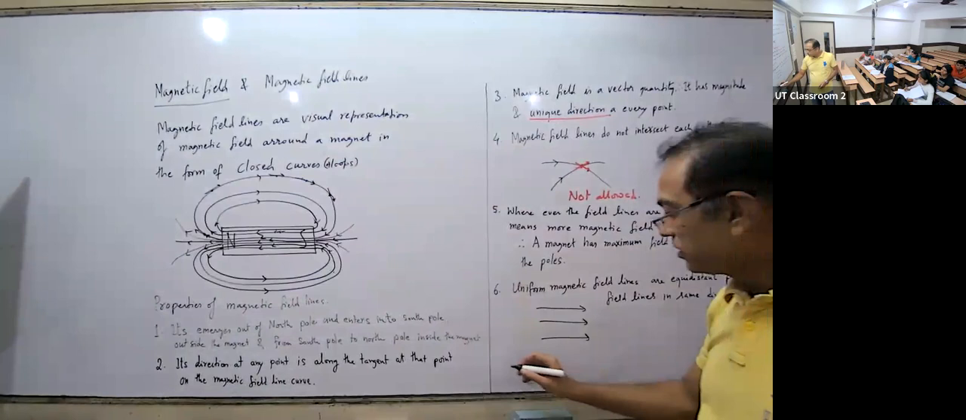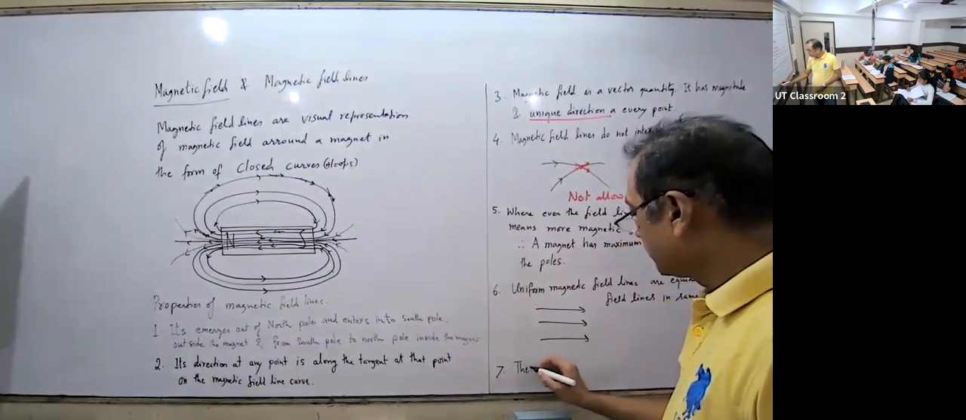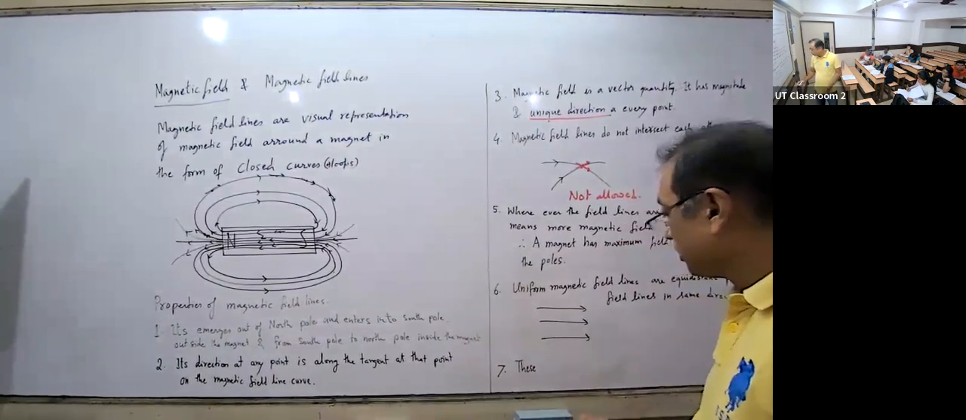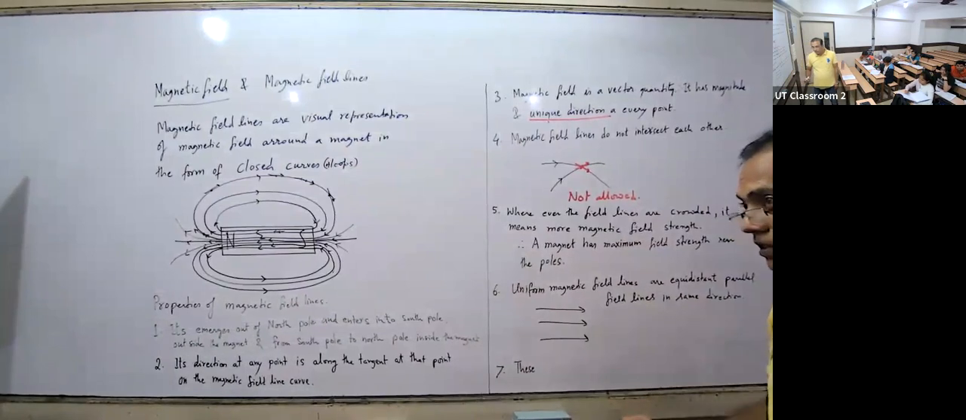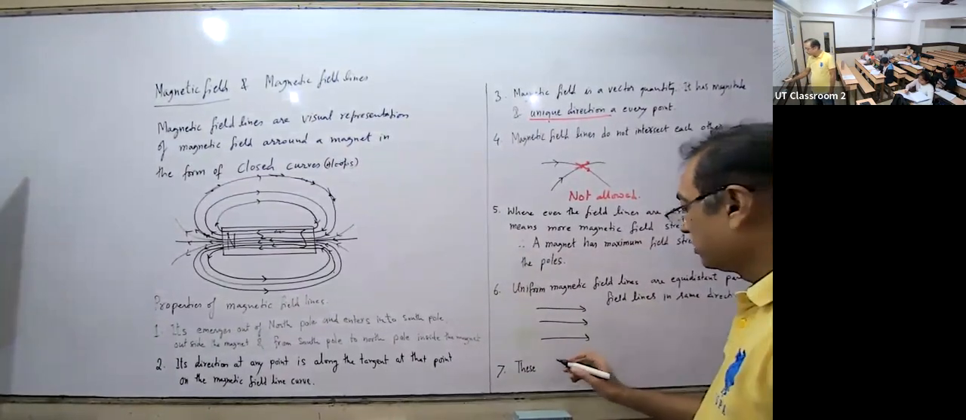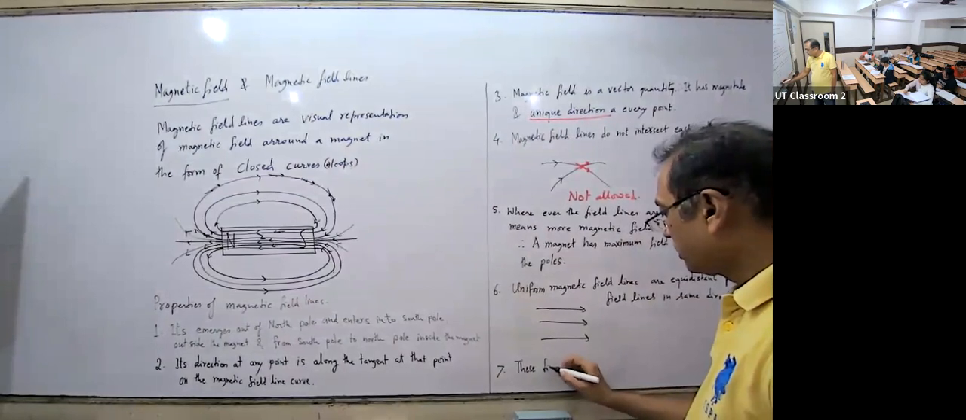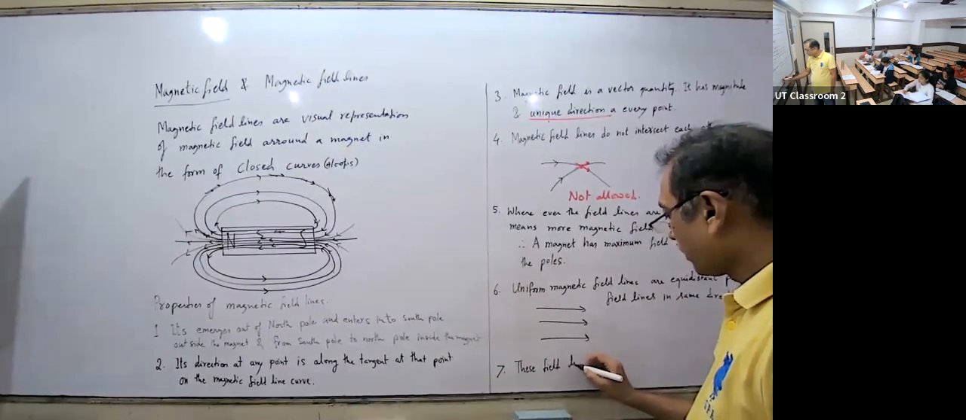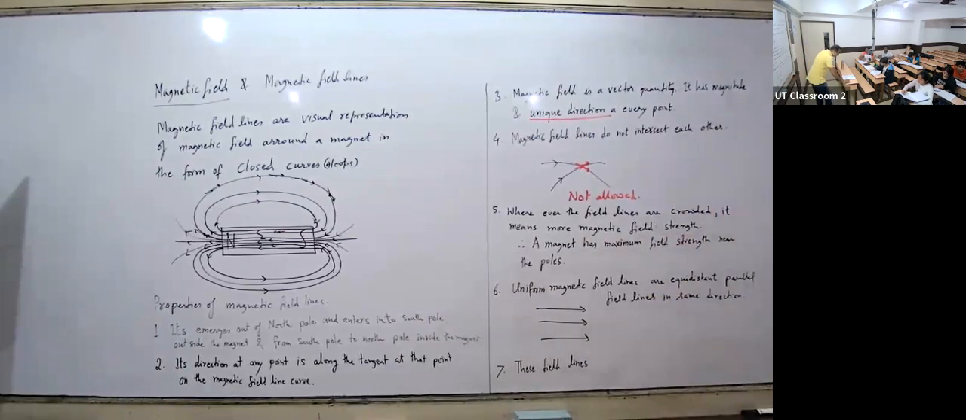Then seventh is these field lines are like stretched rubber strings. These field lines behave like stressed elastic rubber strings.